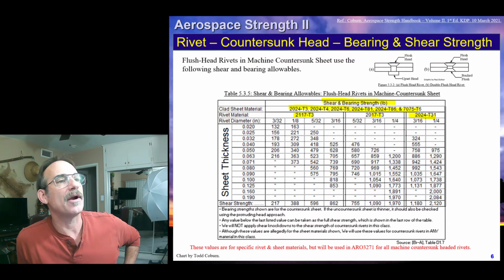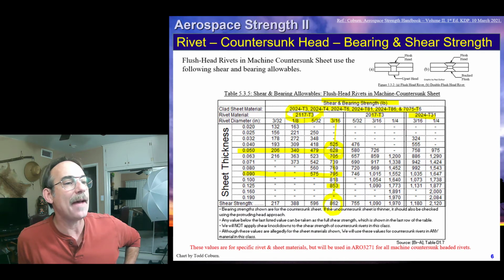Once again, our shear and bearing strengths are in pounds. We're going to start by finding what kind of rivet. Let's say we have a 2117T3 rivet. That means we're in this part of the table. We then get our diameter. Let's say we have a 3/16 rivet. And then what we can do is get our strength as a function of our sheet thickness. If we have .050 sheet, that means our allowable is 628. If we have .090 sheet, then our allowable is 795. If we have anything over 0.125, then we have this number here, and that happens to be our shear strength.